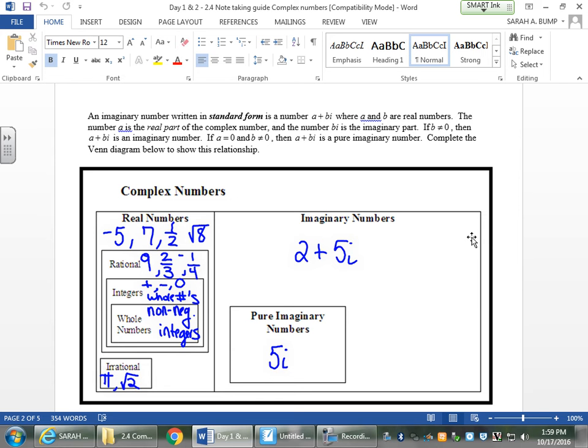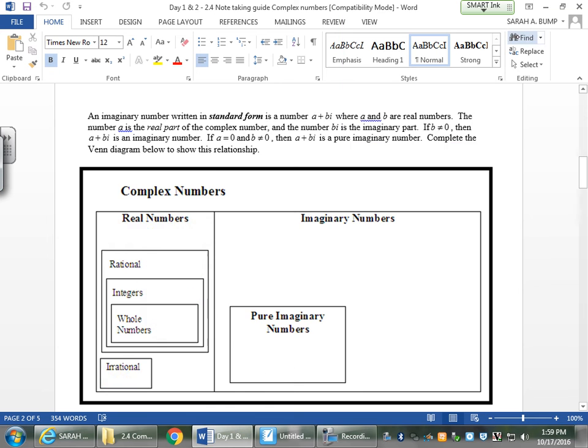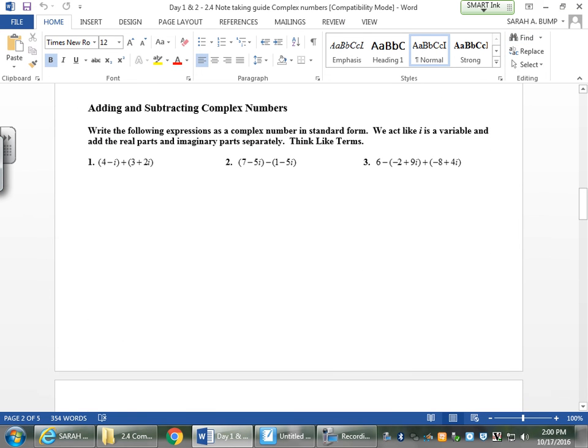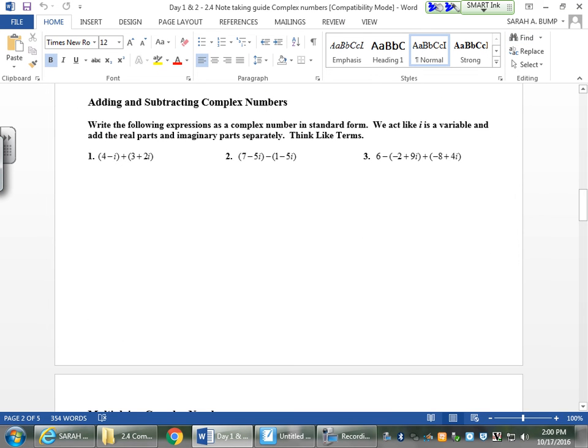So the rest of the notes are going to be performing operations with the imaginaries. My goal for day 1 is to get just through the addition and subtraction, and then tomorrow we will focus on the multiplication and division. So a little more notes for today if we're on track, which is the adding and the subtracting. So we're going to write them as a complex number in standard form. So our goal is to get it in the a plus bi format. And really just think of i like a variable, and it's combining like terms.